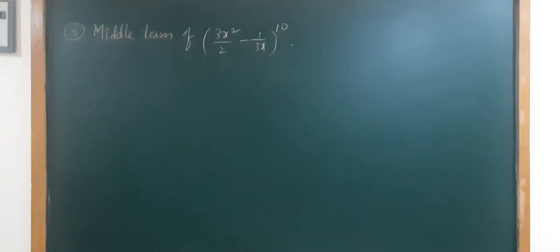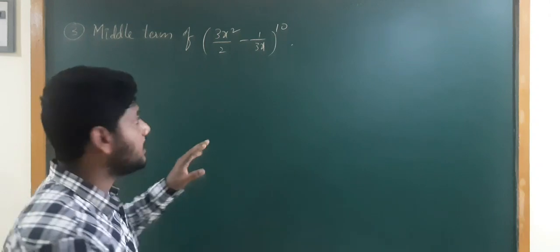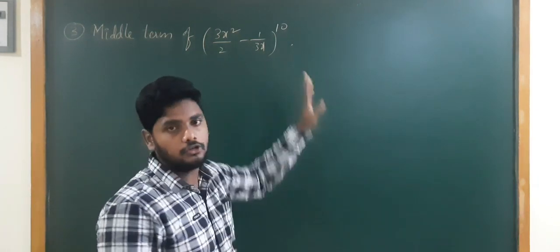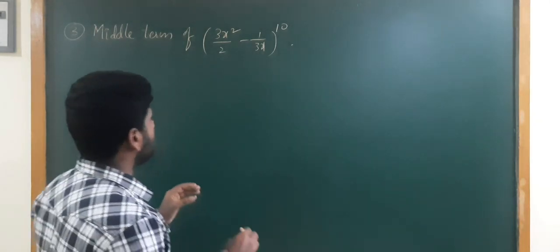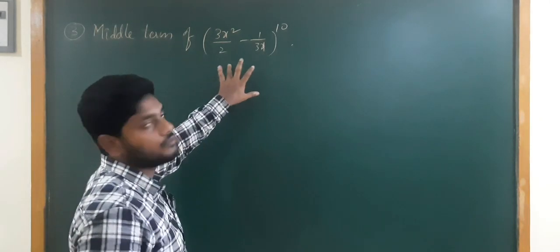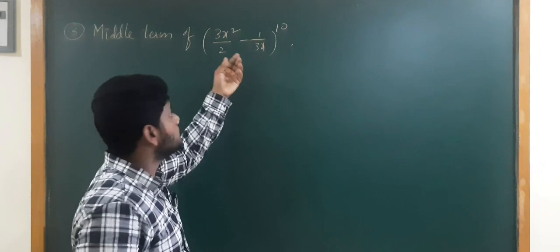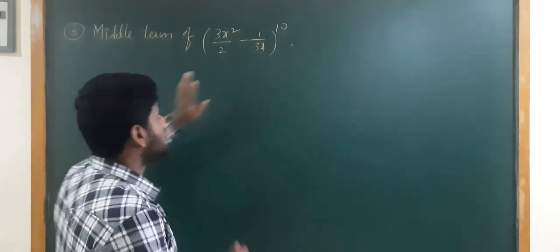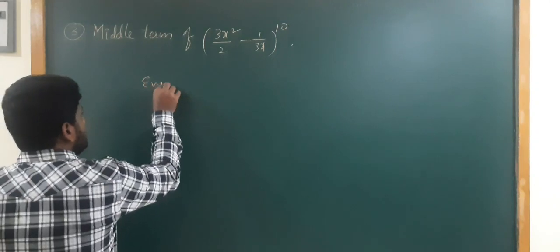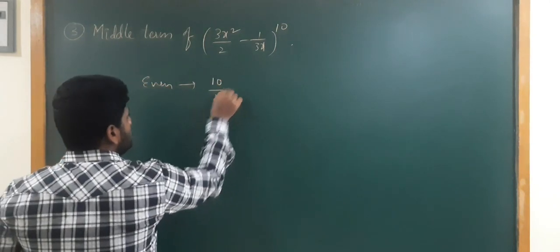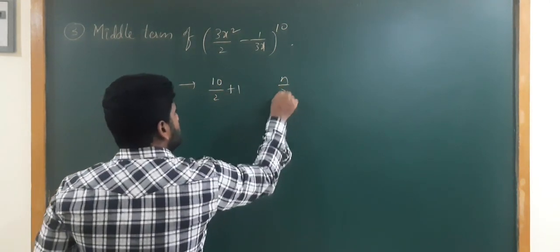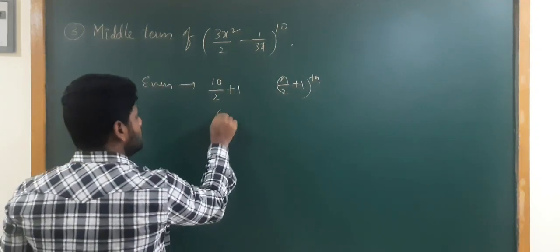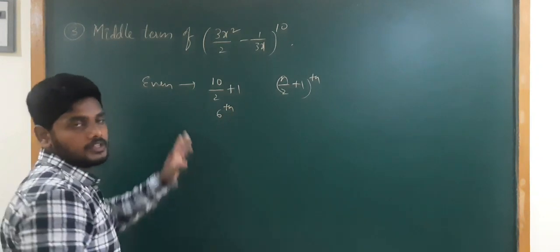Last question, that is how to find middle terms. I have written a question: the middle term of 3x square by 2 minus 1 by 3x, whole to the power of 10. Here, no need to bother about the terms inside. Only bother about the index. Is the index even or not? Even. Even means n by 2 plus 1th term. 10 by 2 is 5, 5 plus 1, the 6th term is the middle term.